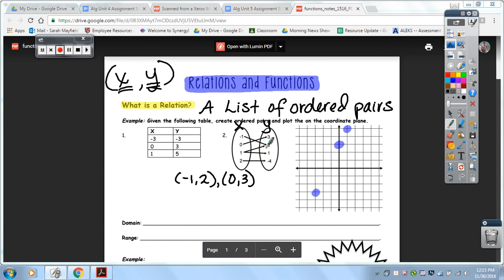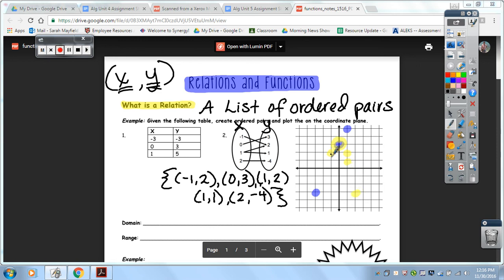So 0, 3. You can put a comma there in between them. Now notice 1 splits off in two directions. 1 first goes to 2, so 1, 2. And then 1 goes to 1. I'm going to come down here and write it because I don't have enough room. And then 2 goes to -4. To make this a mathematical relation, I draw my squiggly braces. Okay? So now with my other highlighter, I'm going to plot all these points. -1, 2, 0, 3, 1, 2, 1, 1, 2, -4.